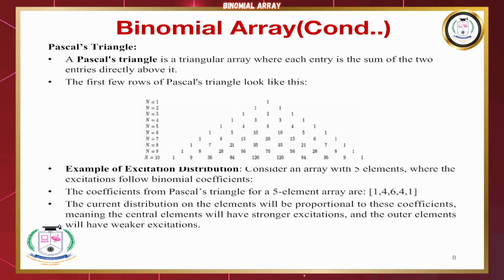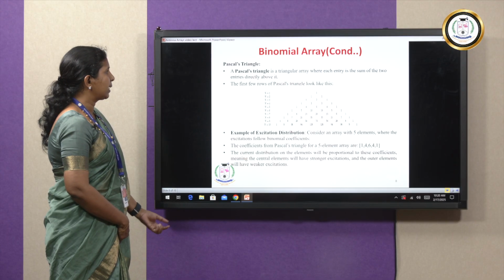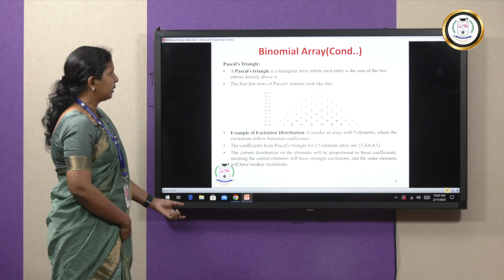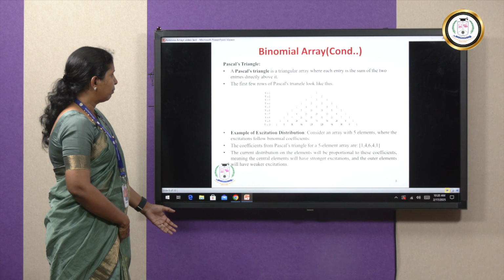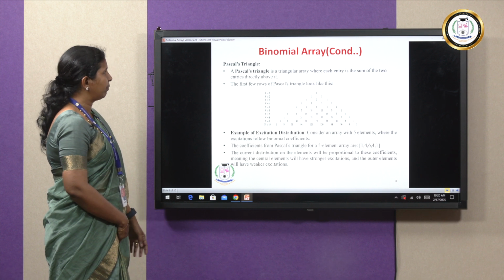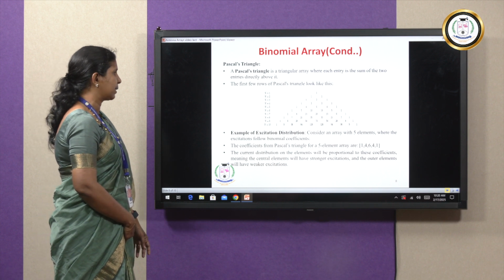That is for n equal to 6. For n equal to 5, the binomial coefficients will be 1, 4, 6, 4 and 1. It means that the elements at the center will have stronger excitation because the amplitude ratio is 6, and the outer elements will have weaker excitation. In this way, we can eliminate the side lobe levels.